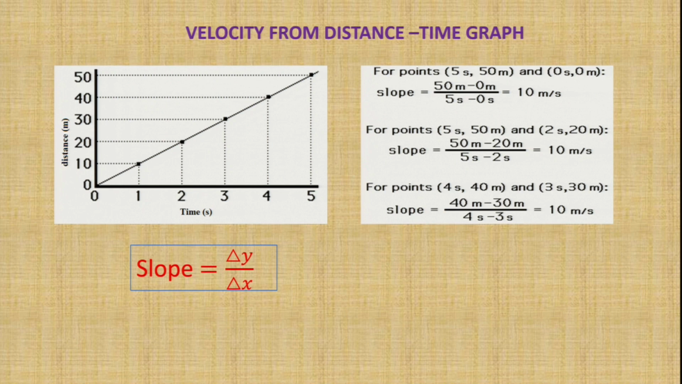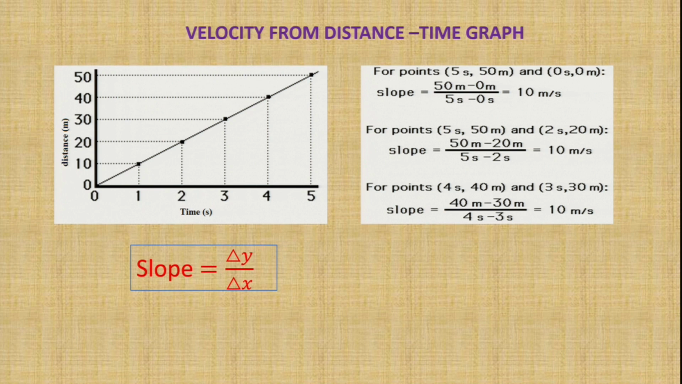If we consider these two reference points, the slope can be calculated as 50 meter minus 0 meter divided by 5 second minus 0 second. That will give us 10 meter per second. So the first slope gives us a velocity of 10 meter per second.